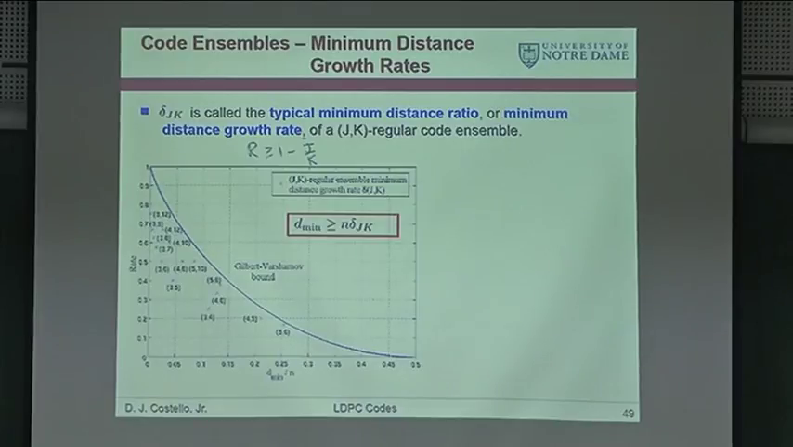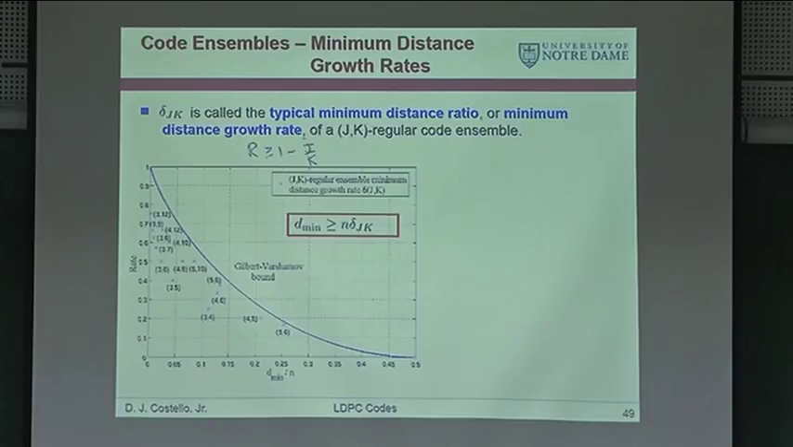Now, what are some of the numbers? These are growth rates that are calculated using this averaging technique for a bunch of different JK regular codes. Here's the rate, and here's the growth rate, the minimum distance divided by n, this delta JK, the guaranteed growth rate for codes in this ensemble. Here's the one we looked at earlier, the 3-6 regular codes. They have a growth rate of 0.023.